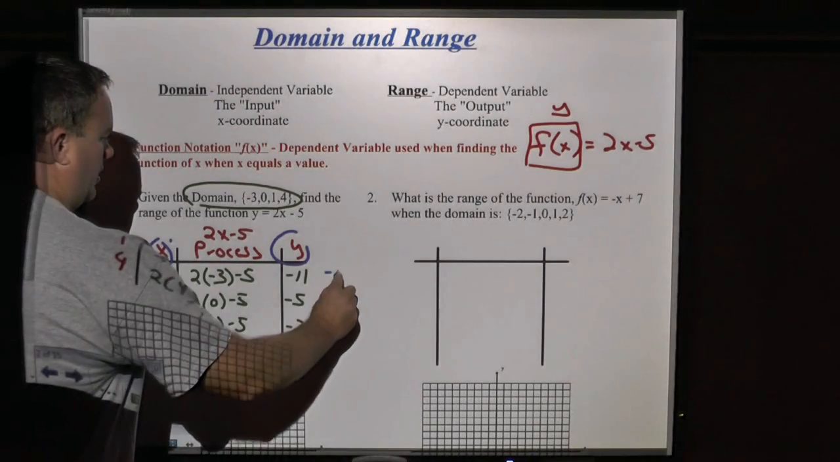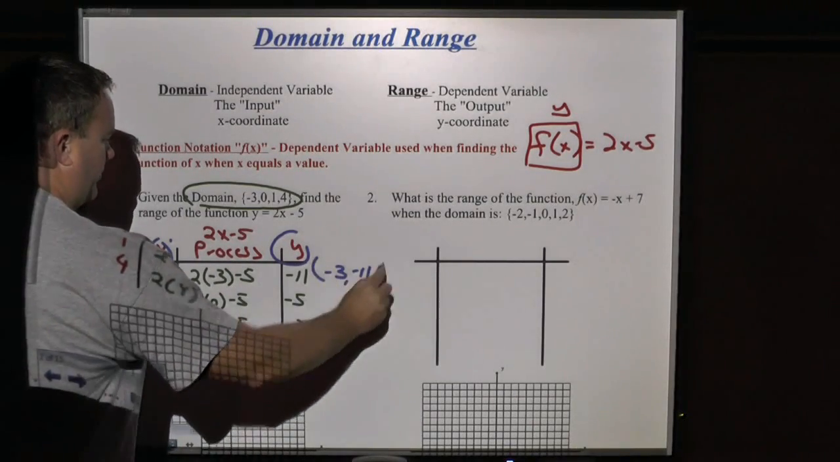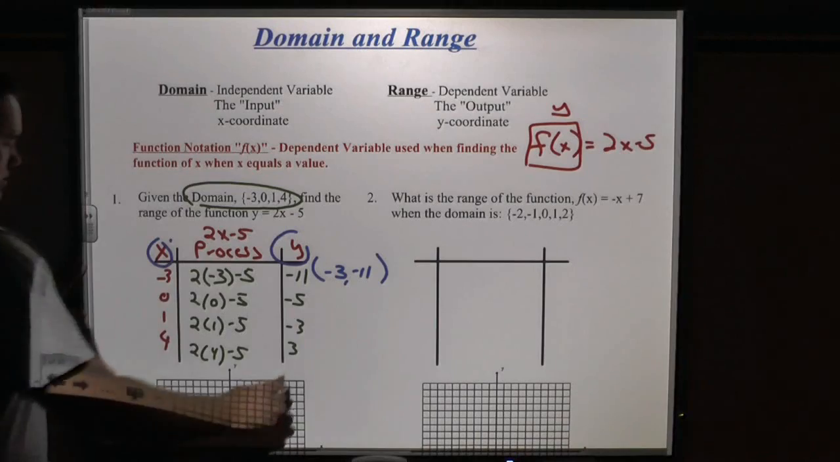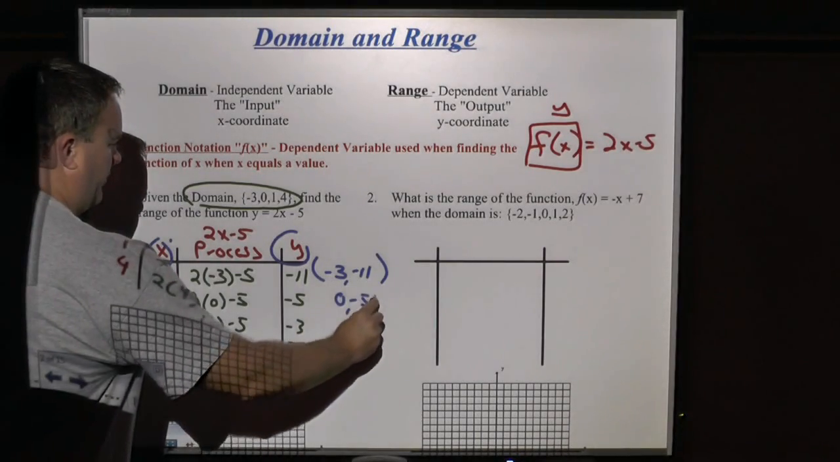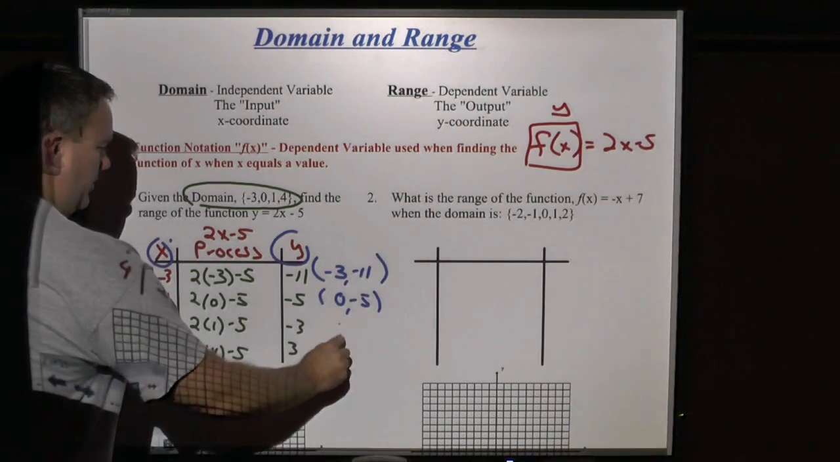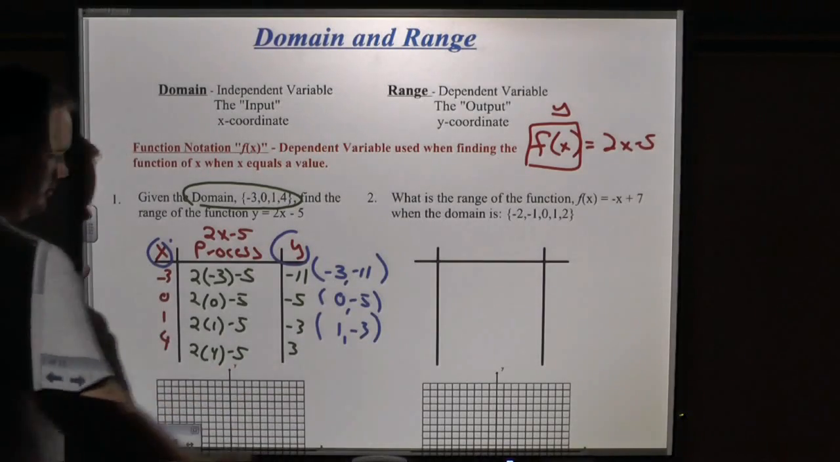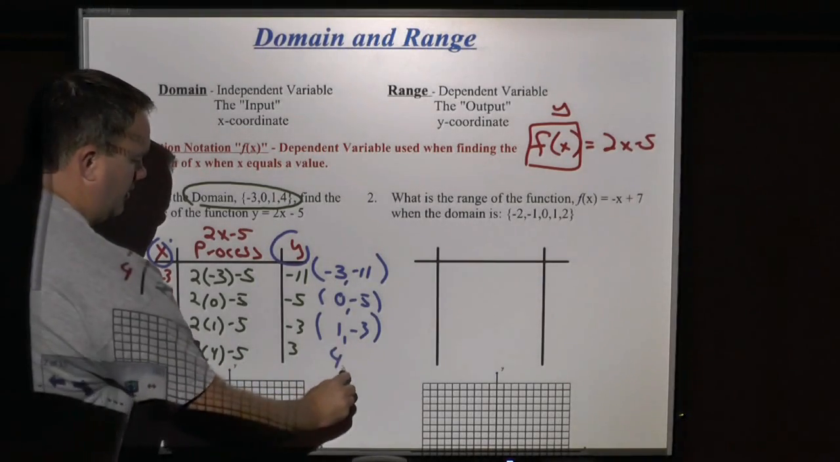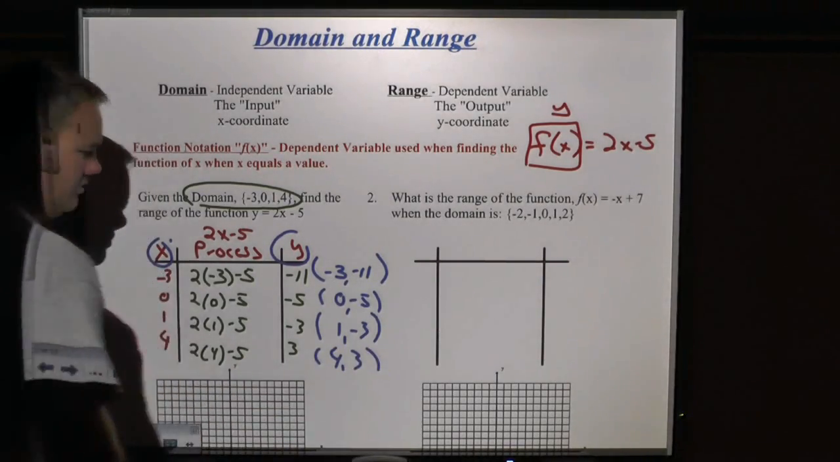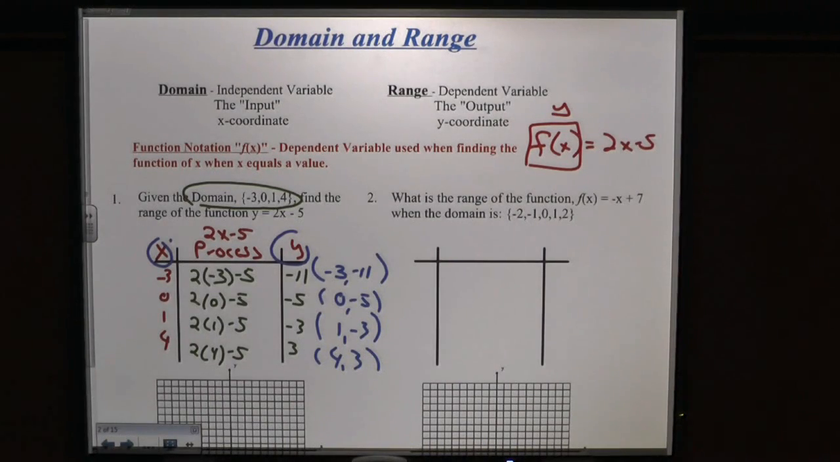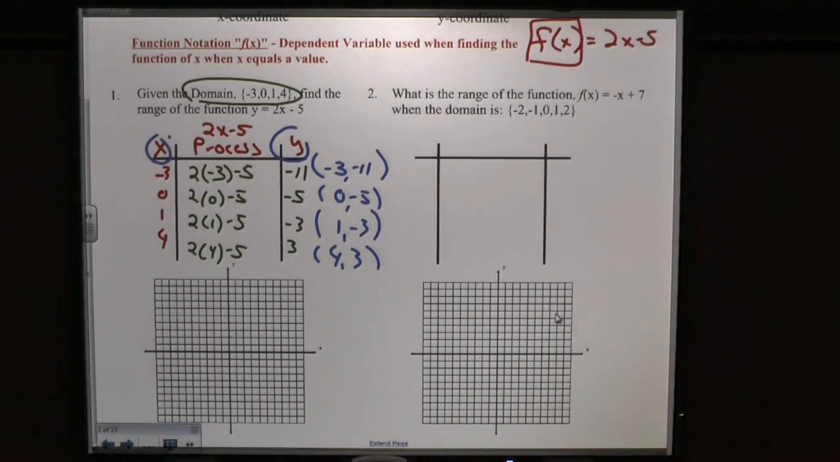So you can make an ordered pair out of this. The first one would be -3, -11. Then you have 0, -5. Then we have 1, -3. Then you have 4, 3. And what you do with this is you're going to plot this on this lovely little graph you have.